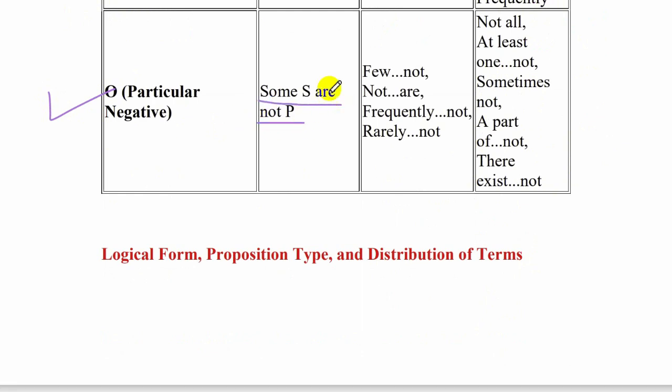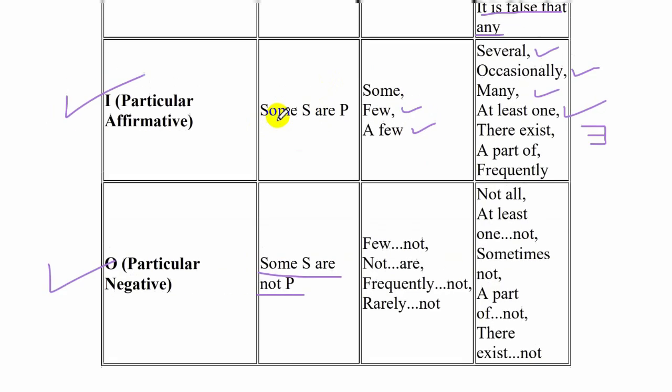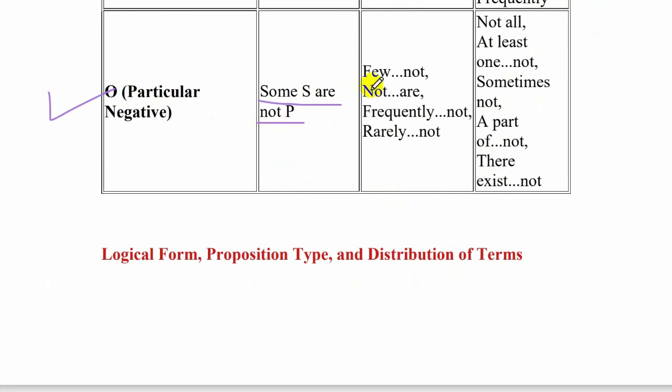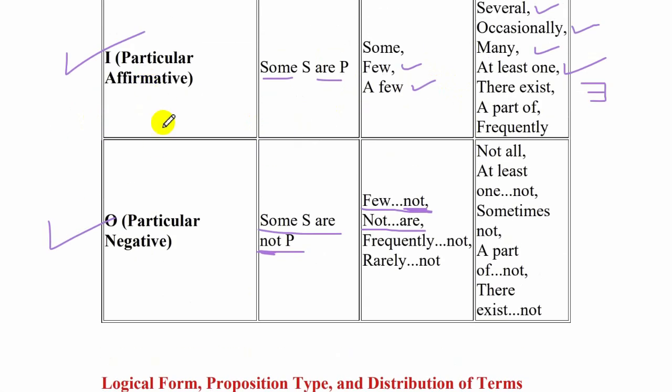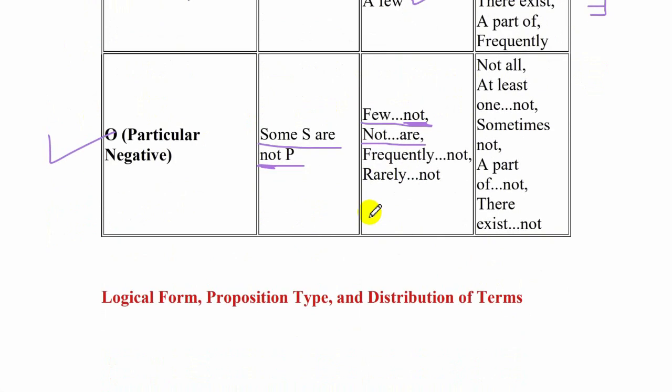Now let's move on to the O particular type. The standard logical form is "Some S are not P," whereas for the I particular affirmative it is "Some S are P." Few are not. Not all are happy. Not all people are happy. Few people are not happy. So when they use the word not, you have to equate it with O particular negative. This is the key word that I use to determine whether it's an O particular or another type of proposition.